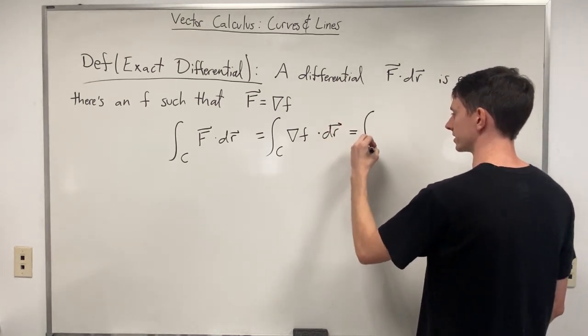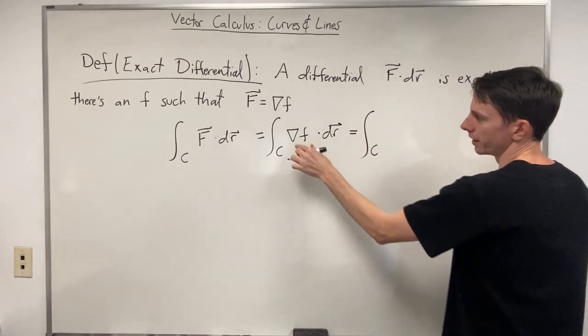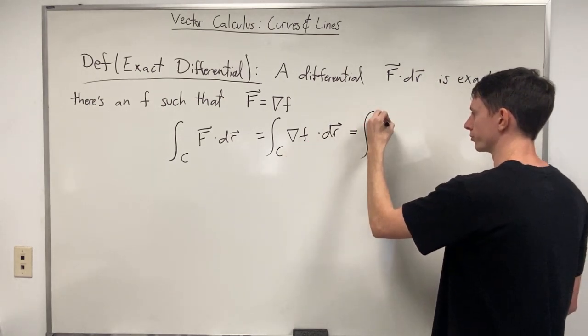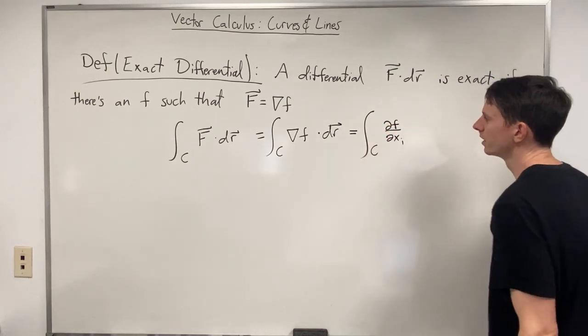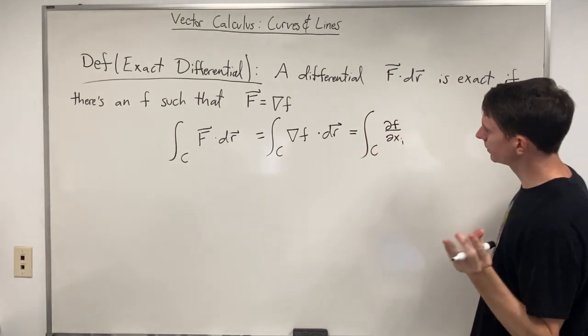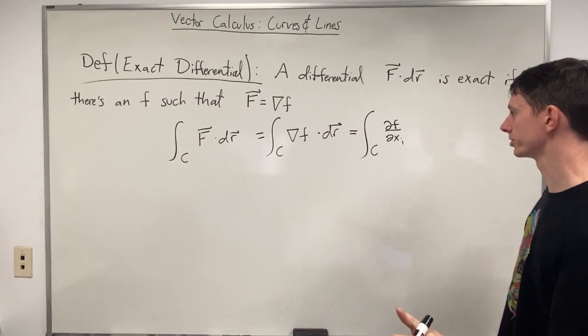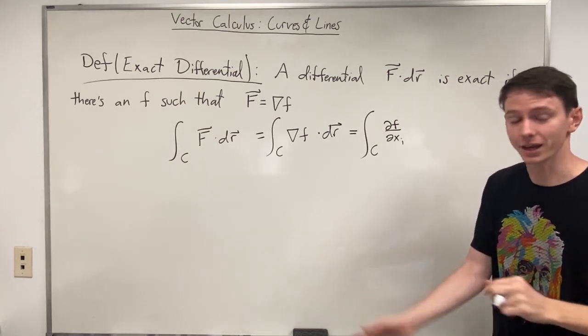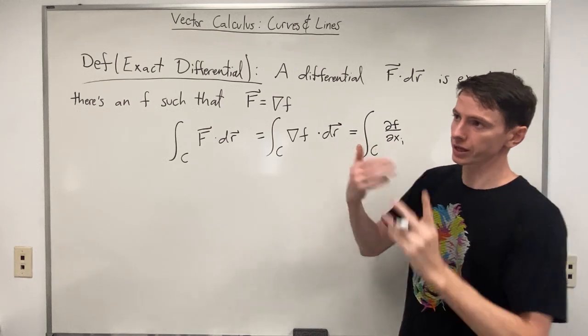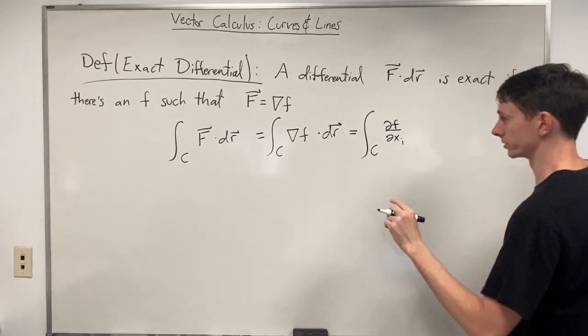So we can rewrite this as an integral over a curve. This expression right here could be rewritten as partial f partial xi. By the way, I'm not doing it in this video because I'm not trying to make it too confusing, but I do want to use this notation when I can, and throughout, as we get later on in the video series, I'm going to use this notation.